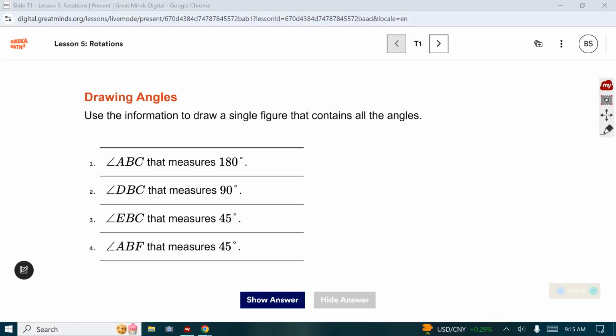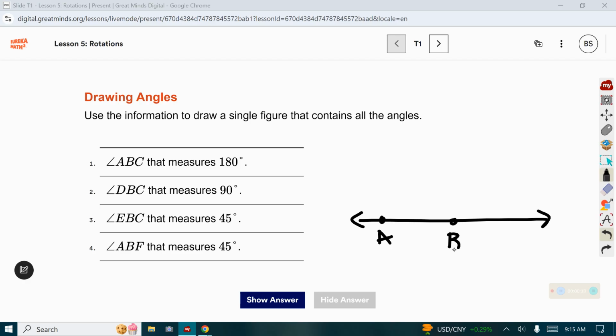For this warm-up, you're going to draw a single figure with all of these different measurements in it. So you're going to start with ABC that measures 180 degrees, which is a straight angle. So you have A, B is in the middle, and then C. And then you're going to build angles coming off of that picture for 2, 3, and 4.